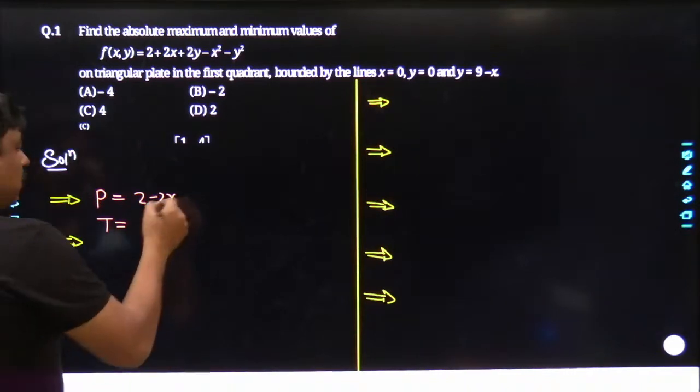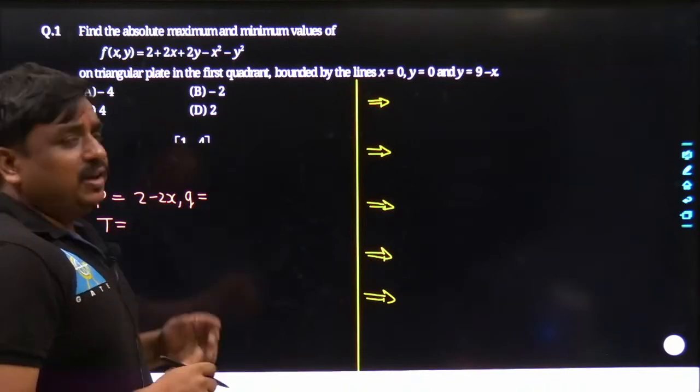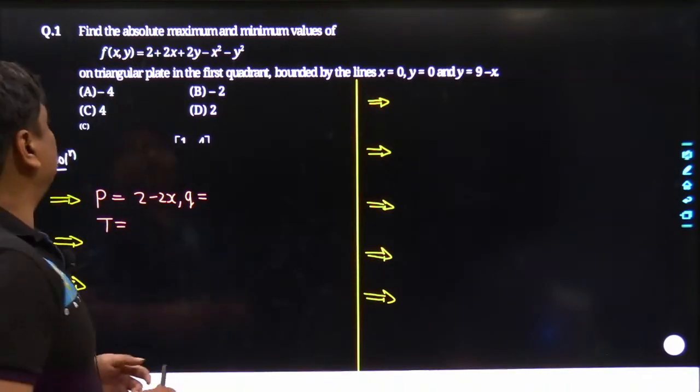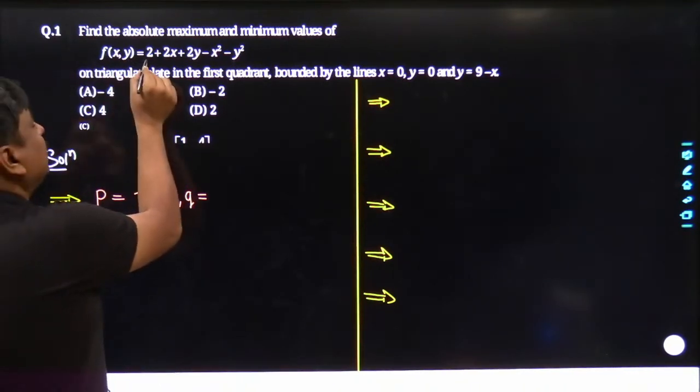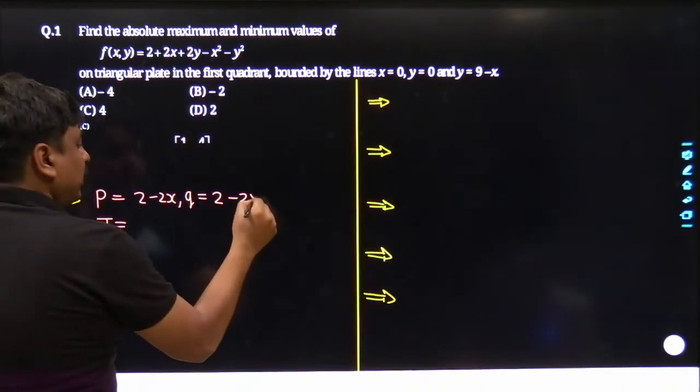Agreed? Now it's time to calculate the value of Q. What does it mean by the value of Q? This bivariate function has to be partially differentiated with respect to y. So definitely this factor becomes 0, this factor becomes 0. Here you will be getting 2 and again you will be getting minus 2y.